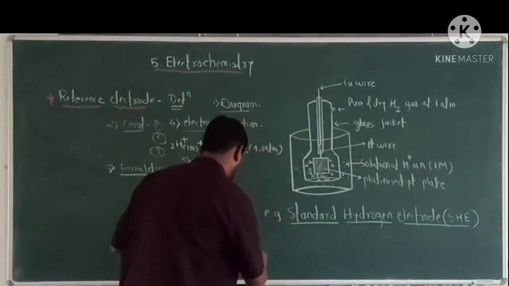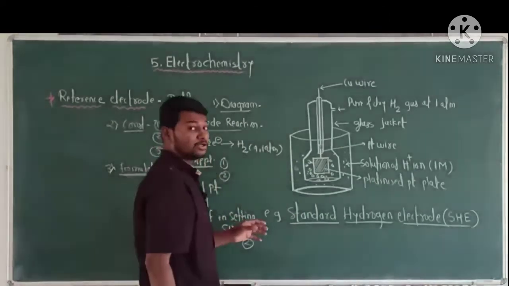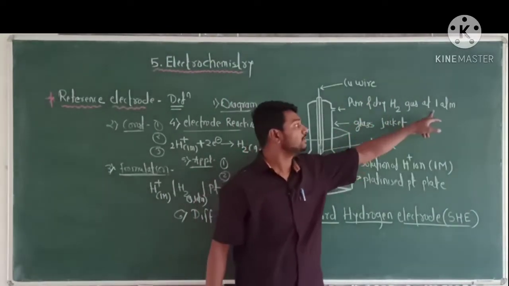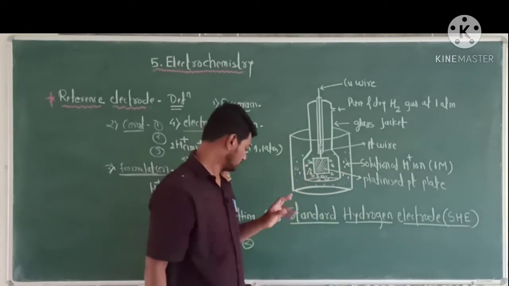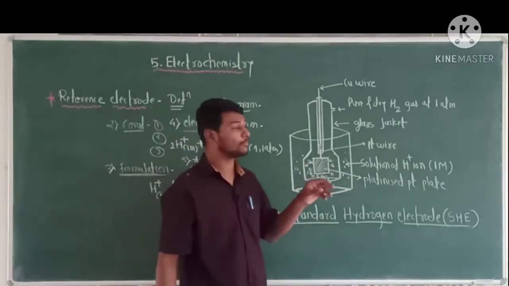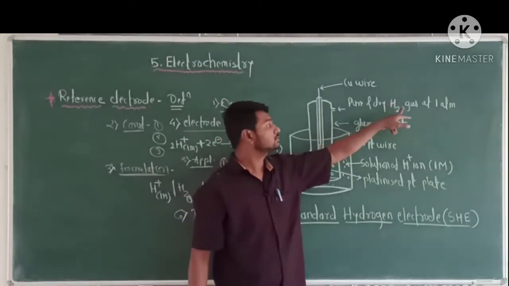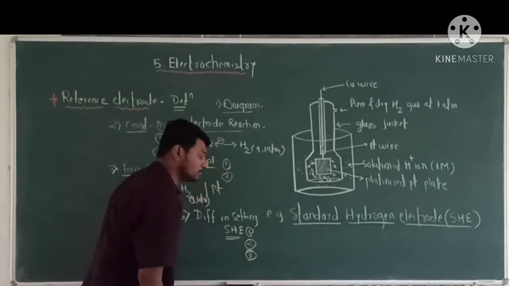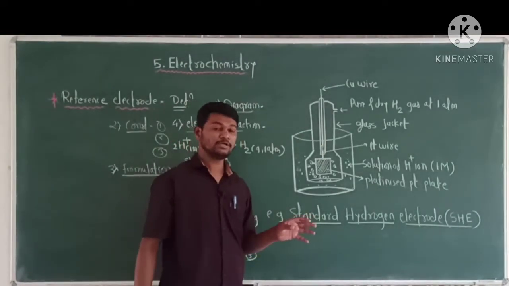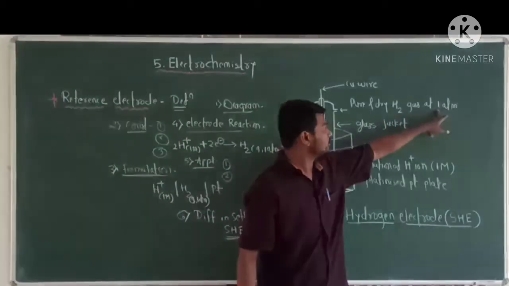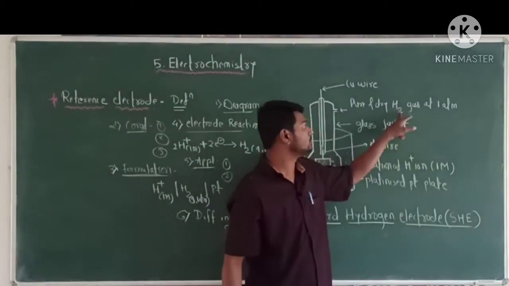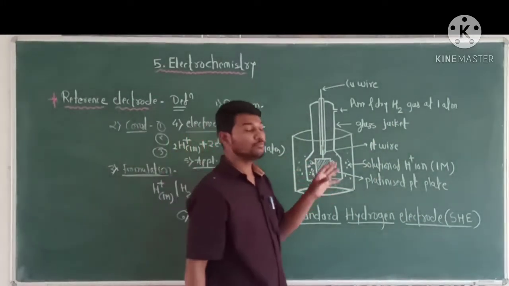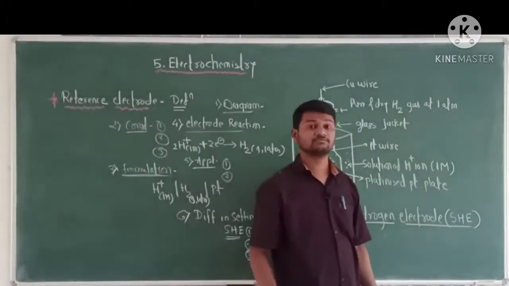The second difficulty is that it is difficult to obtain pure and dry hydrogen gas at 1 atmospheric pressure. And the last, third difficulty is that it is difficult to maintain 1 atmospheric pressure of hydrogen gas for a long time.